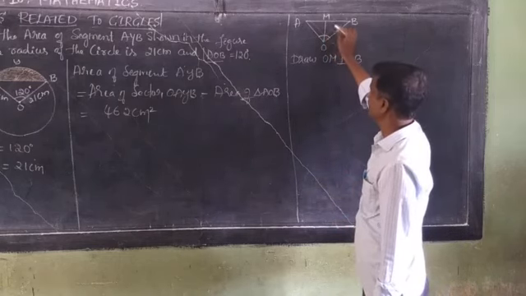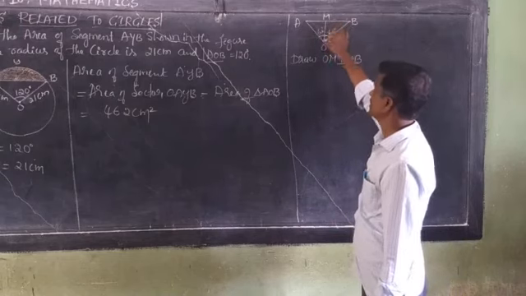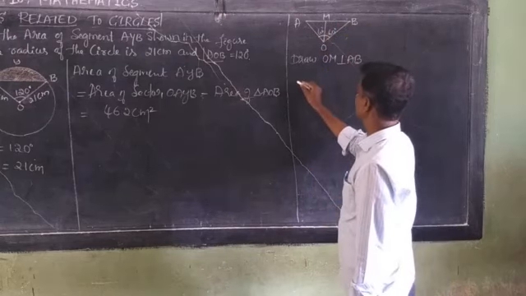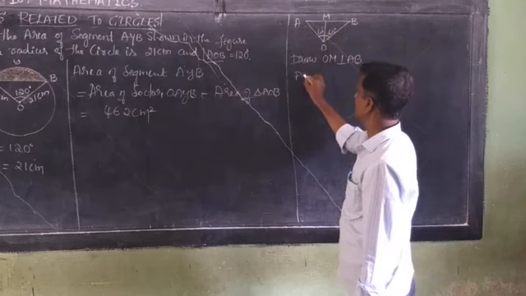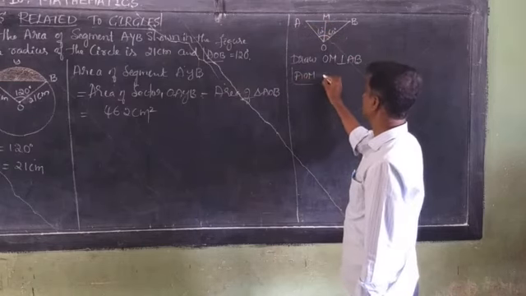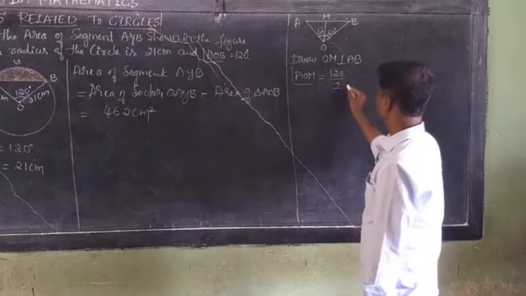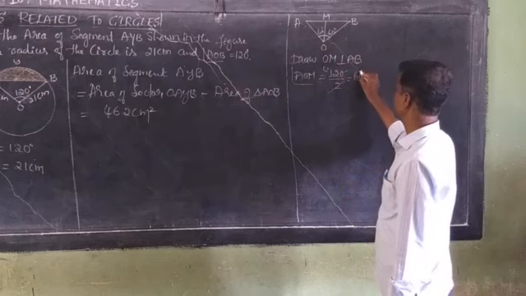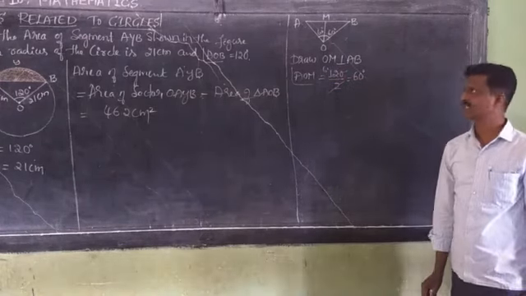This 120 degree angle is divided into 60. Because OM is perpendicular to AB, therefore angle AOM is equal to 120 divided by 2. That is equal to 60 degrees. Angle AOM is equal to 60 degrees.